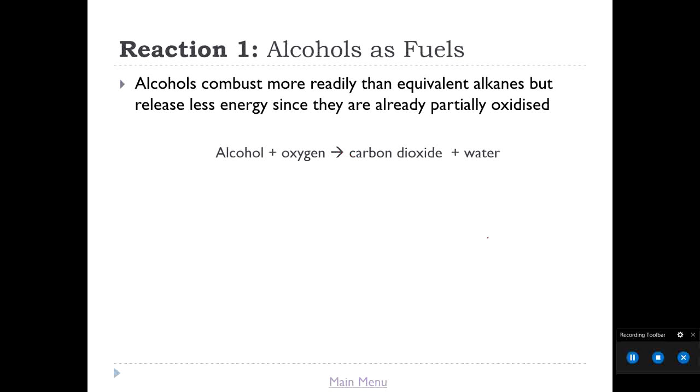The first reaction is that alcohols can combust. So they are actually used as fuels. They can combust, same type of reaction we saw when the alkanes combust, except alcohols combust much more readily than their equivalent alkane because they're already partially oxidized. So they have some oxygen on them already, but this means that they do release less energy than their equivalent alkane would. Okay, so we have our alcohol plus oxygen goes to carbon dioxide and water, or if you remember, if it was incomplete combustion, if we had a lack of oxygen, it would go to carbon monoxide.